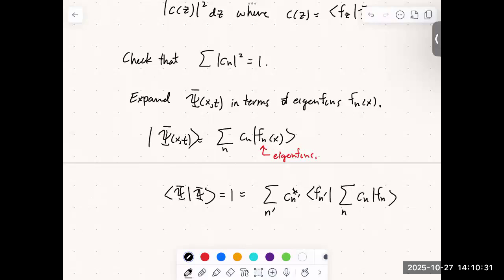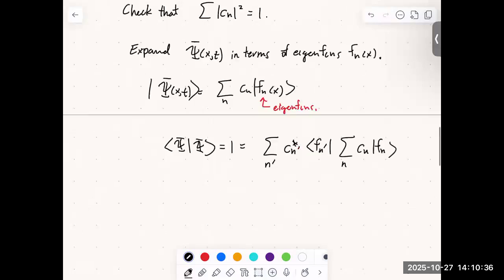All right, so I'm just going to rearrange these things a little bit. I'm going to take this inside the second sum. I can do that because this is an n prime, so as long as I don't have any n dependence, I can move this inside the sum. So we're going to end up with the sum over n prime of Cn prime star, sum over n of Cn, Fn prime, Fn.